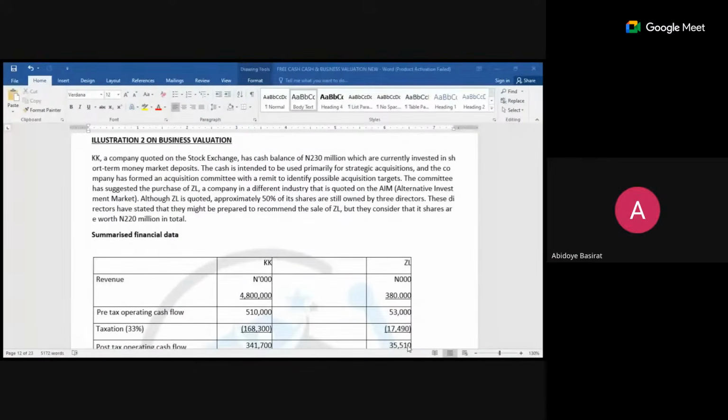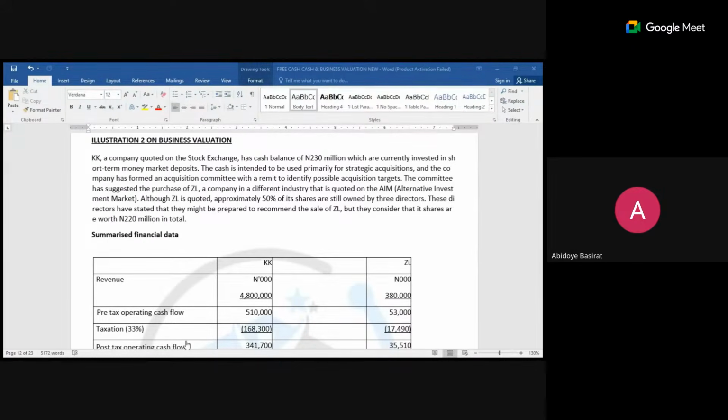So we discussed methods of valuation. Under that, there's the asset-based method, the income-based method, the dividend-based method, and also free cash flow, free cash flow to firm and free cash flow to equity. For the asset-based method, there are three types: historical cost, realization or liquidation method, and the replacement one. It depends on the question given to you which one you are going to use.